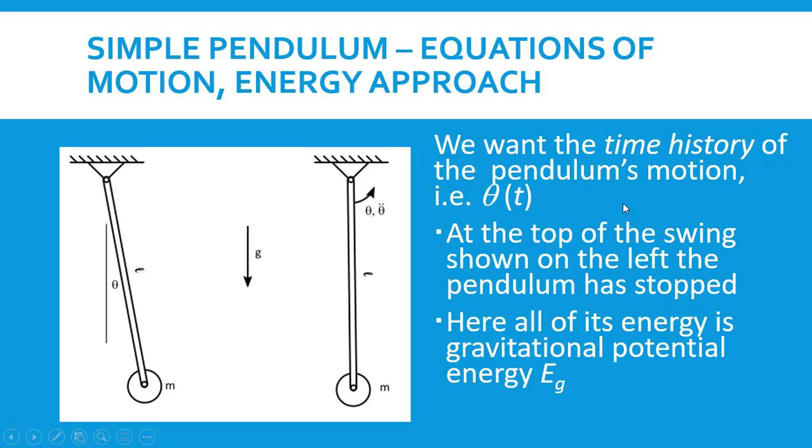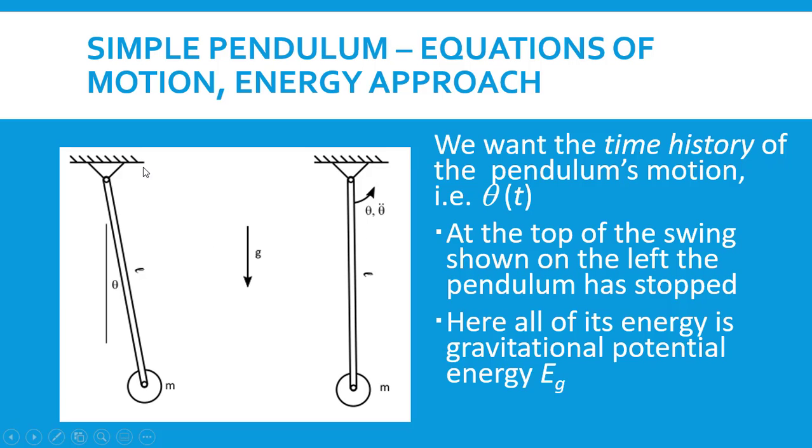Now what we're after in modeling this system is the time history of the pendulum's motion. And what that means is that the parameter we're looking at here is theta as a function of time. I've defined theta to be the counterclockwise rotation about the pivot point. Theta will be in that direction. Theta dot, which I haven't shown here, is the angular speed of the pendulum, also in that direction. And then theta double dot, which is the acceleration of the pendulum, will all be in the counterclockwise direction.